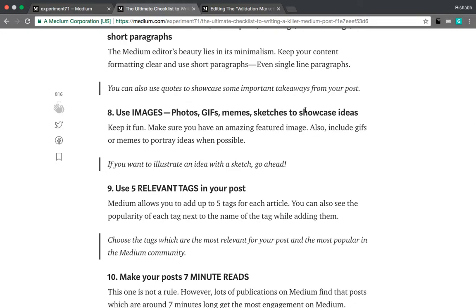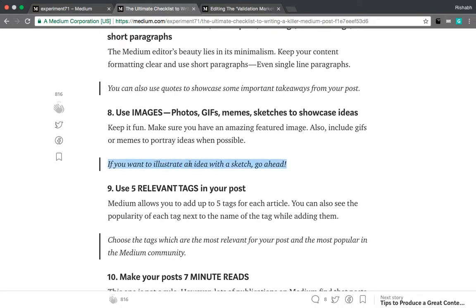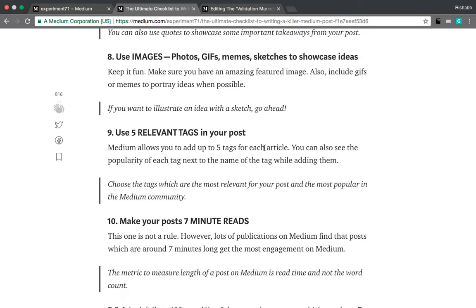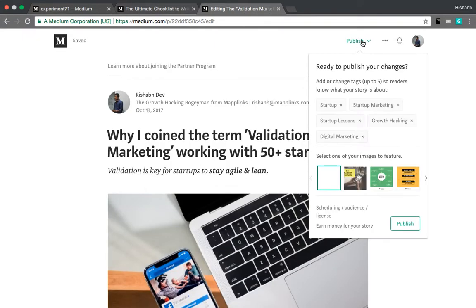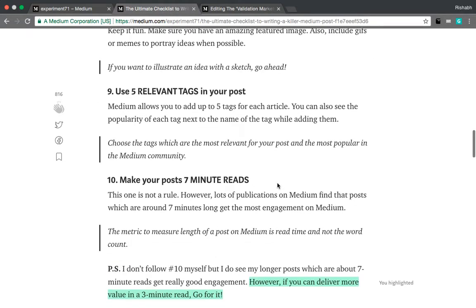Number 8, I think I've used pretty good images, but you want to make sure that you use some sort of illustration. Even GIFs are good. Sketches if required. Use 5 relevant tags in your post. So that comes when you click on publish. You have the 5 possible tags. I've already used the relevant tags: startup marketing, startup lessons, growth hacking, online marketing, digital marketing. These are the kinds of keywords which are relevant to this content. You can choose your top 5.